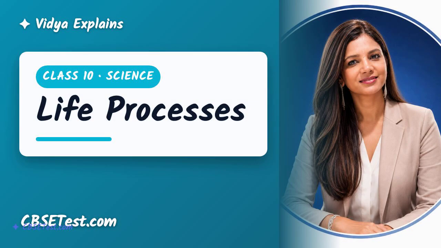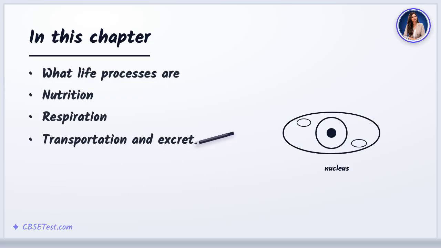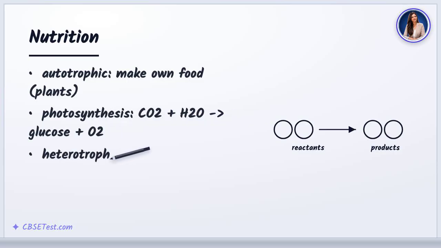Let's learn life processes together, step by step. The basic functions that keep an organism alive are called life processes. We'll look at nutrition, respiration, transport, and excretion. Nutrition provides energy. Plants are autotrophs.